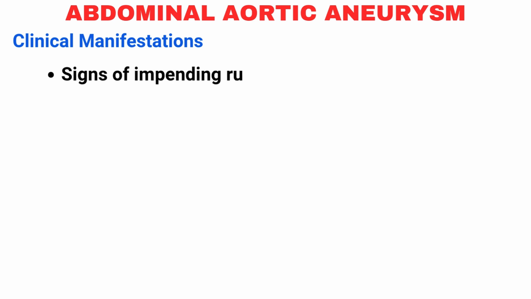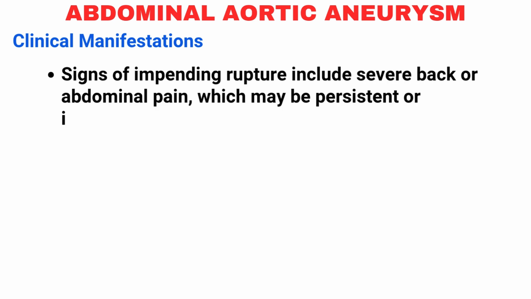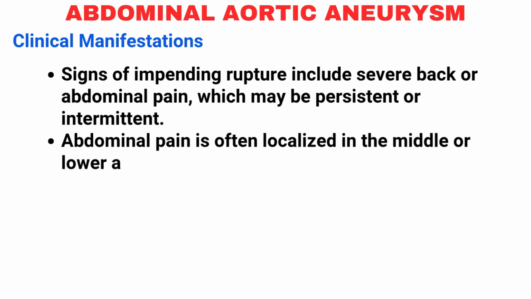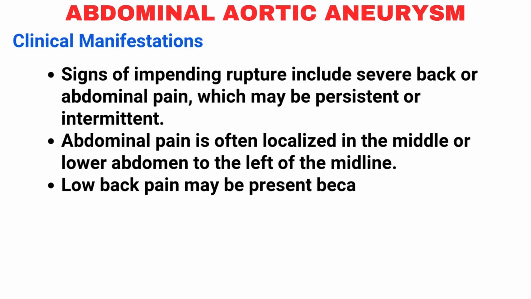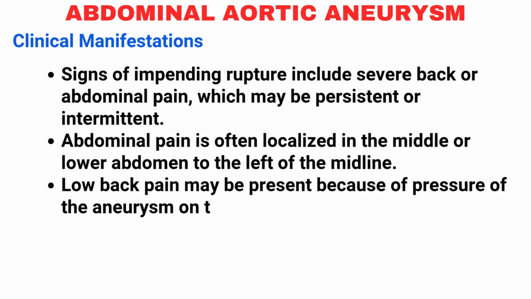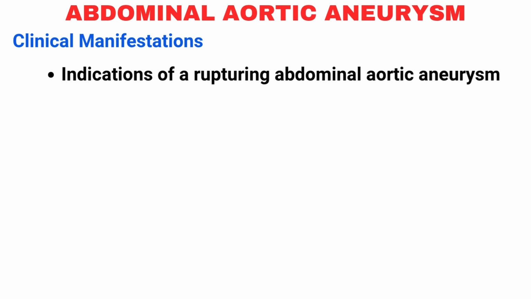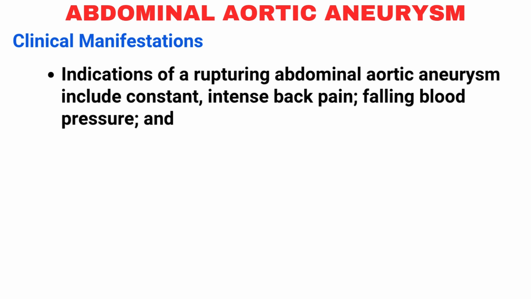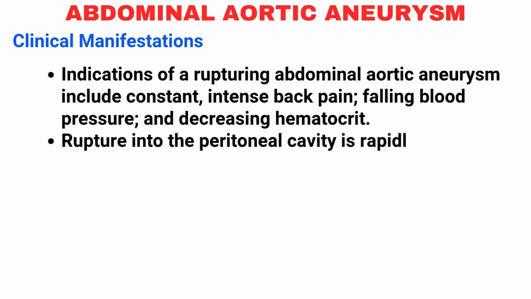Signs of impending rupture include severe back or abdominal pain, which may be persistent or intermittent. Abdominal pain is often localized in the middle or lower abdomen to the left of the midline. Low back pain may be present because of pressure of the aneurysm on the lumbar nerves. Indications of a rupturing abdominal aortic aneurysm include constant, intense back pain, falling blood pressure, and decreasing hematocrit. A rupture into the peritoneal cavity is rapidly fatal.